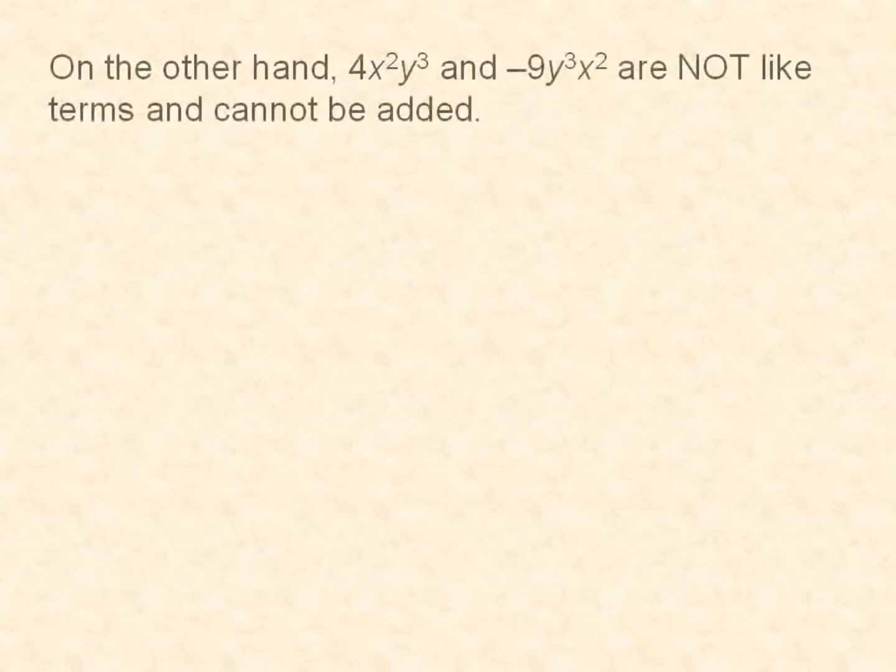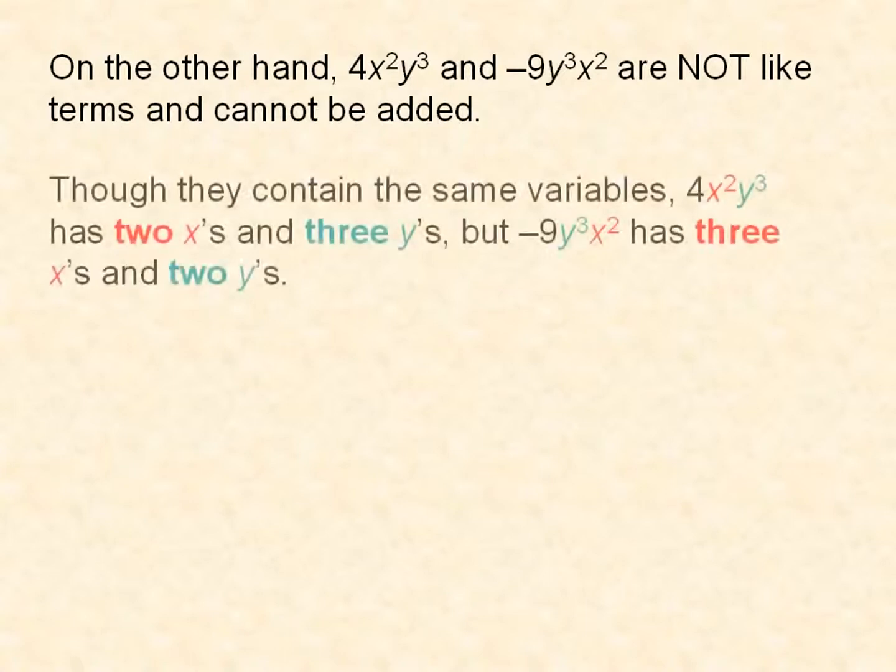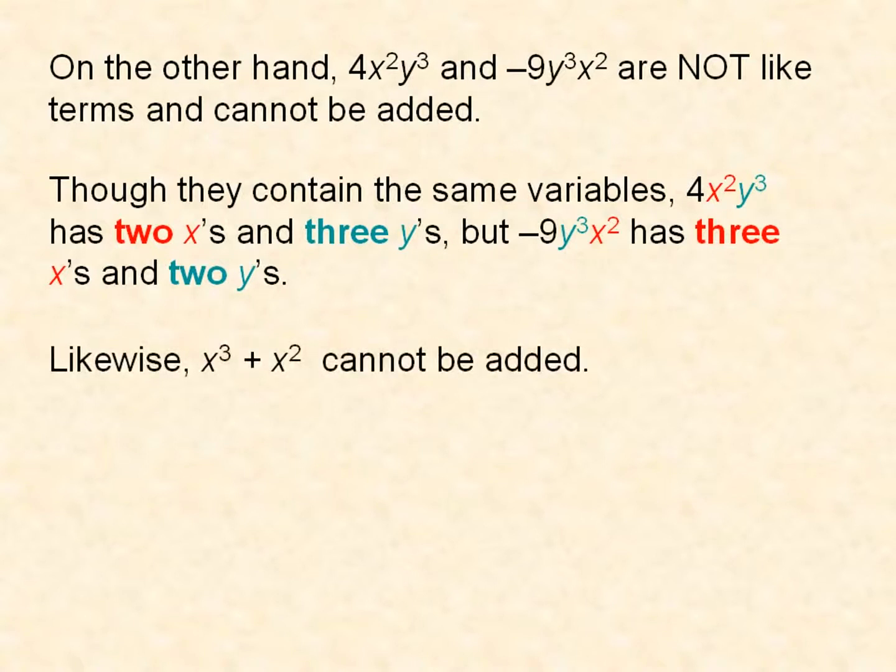On the other hand, 4x^2y^3 and -9y^3x^2 are not like terms and cannot be added. Though they contain the same variables, 4x^2y^3 has 2 x's and 3 y's, but -9y^3x^2 has 3 x's and 2 y's. Likewise, x^3 plus x^2 cannot be added. They are not like terms.